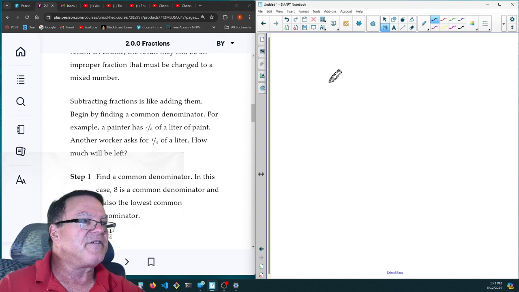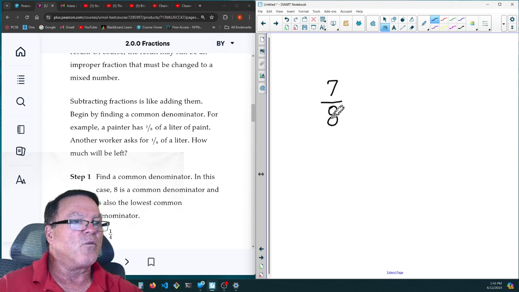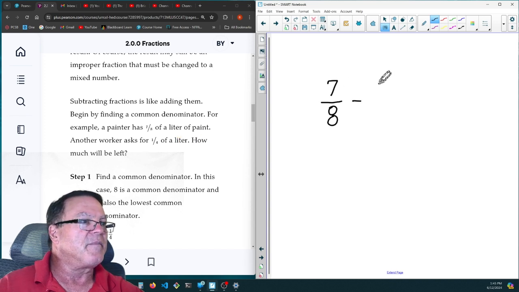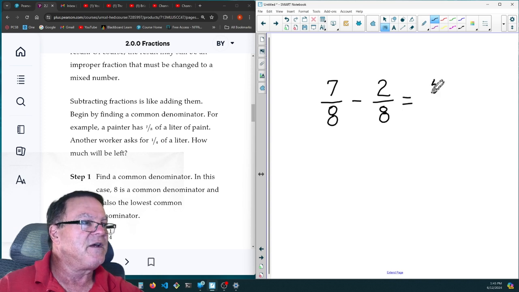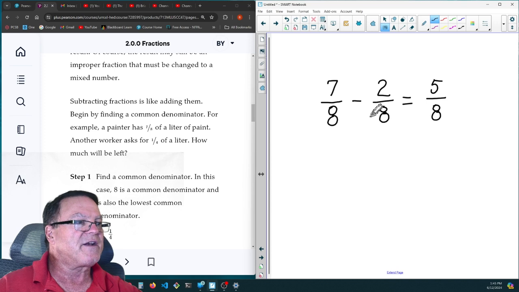So he has 7/8. And his buddy asks for 1/4 of a liter. So I'm going to go ahead and in my head, I'm going to call this 2/8. I multiplied 1/4 by 2/2. So 7/8 minus 2/8 equals 5/8. Notice the denominator did not change. Do not subtract the denominator from itself.